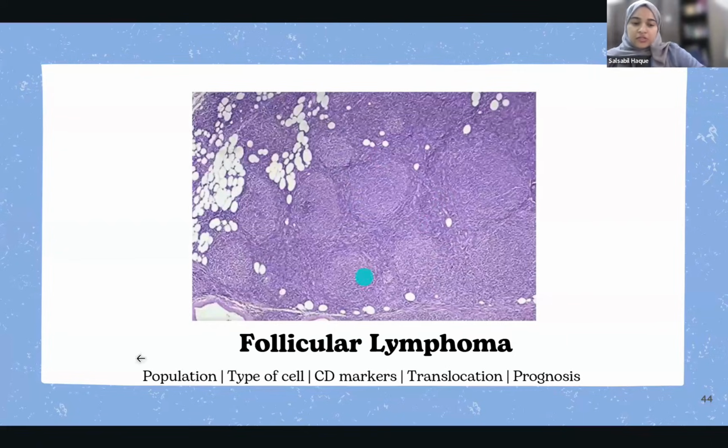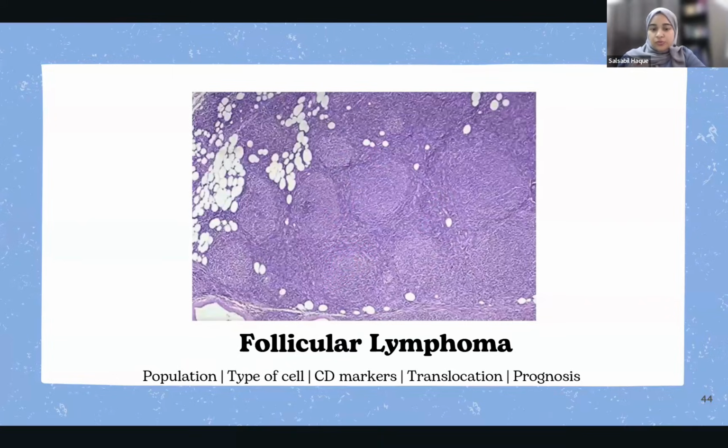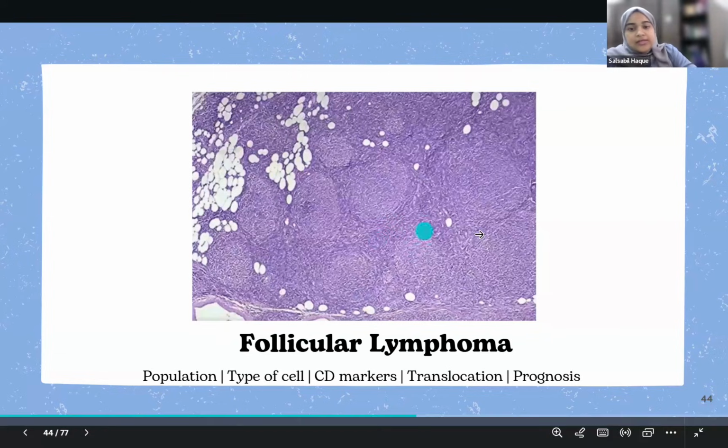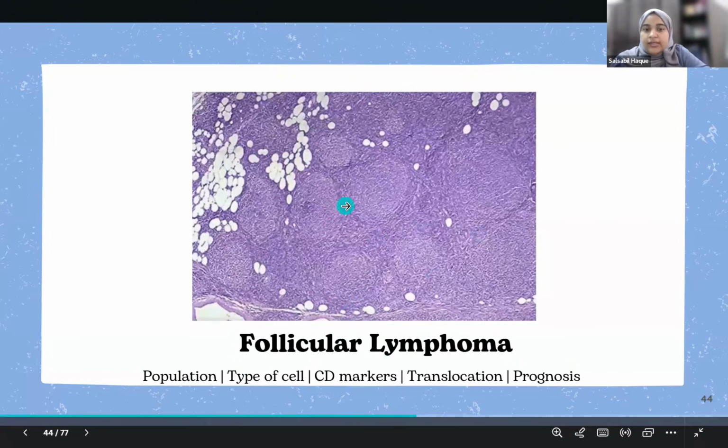Okay. So population, usually it affects old people, follicular lymphoma. Type of cells, B cells, as I mentioned. CD markers, very important, are B cell markers. So what are B cell markers? CD19, CD20, 21, and also specific for this are BCL2 and BCL6. And also CD10, as I mentioned. Okay, so can you tell me the translocation for follicular lymphoma? It is going to be 14 and 18. Very, very important to know. Follicular lymphoma, 14;18 translocation.